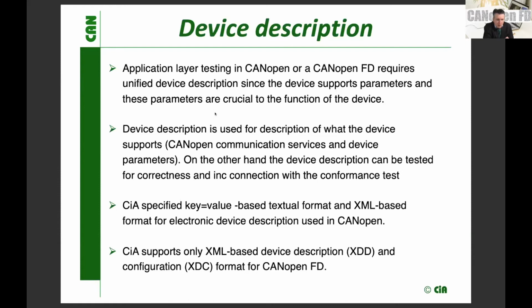So we did this for CANopen FD as XML based. In contrast, for CANopen we have it as a text-based key-value INI-like file, similar to Windows, a similar text format for our device description. Additionally to that, we have a standardized XML device description. It is also really standardized as a part of an XML structure standard.